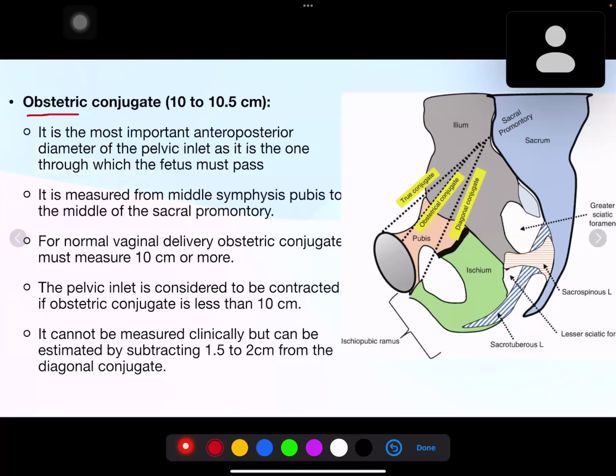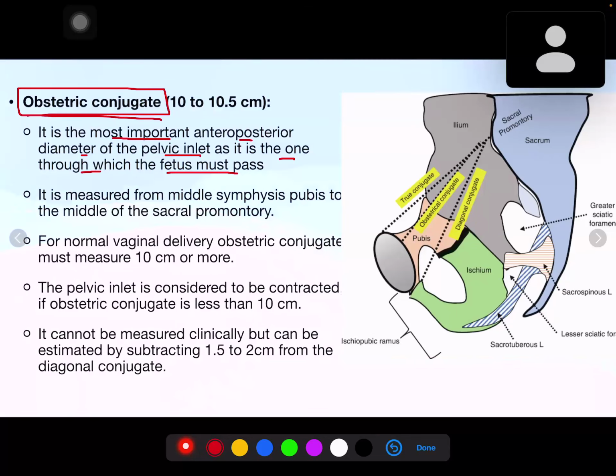Basically, this conjugate, the obstetric conjugate, is very important. The name indicates it is important obstetrically. Why is it important? It is the most important AP diameter of the pelvic inlet, as it is the one through which the fetus must pass. Now, all the diameters, all the canals through which the fetus has to pass during labor, those diameters would be important. Okay, so the true conjugate and diagonal conjugate are not used by the fetus. So that's why this obstetric conjugate is important, because the fetus has to pass through this diameter. Okay, so anteroposteriorly, the obstetric conjugate is important.